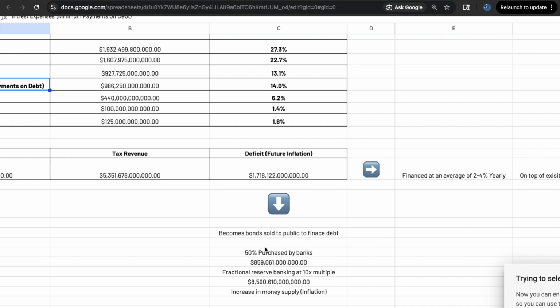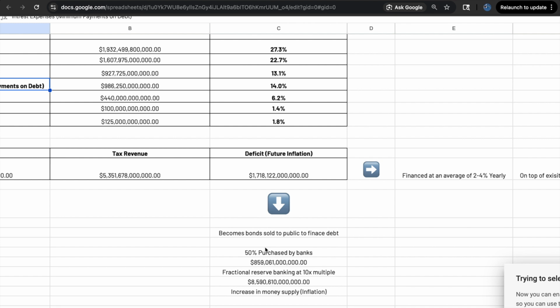The debt will be sold to the public as bonds. About 50% of the bonds are purchased by banks domestically and around the world. Bonds are seen as cash equivalents, meaning that they are treated like cash, as the US government guarantees to pay the bonds out because it has a money printer and can pay back no matter what. So half the deficit is purchased by banks, giving us about $800 billion.